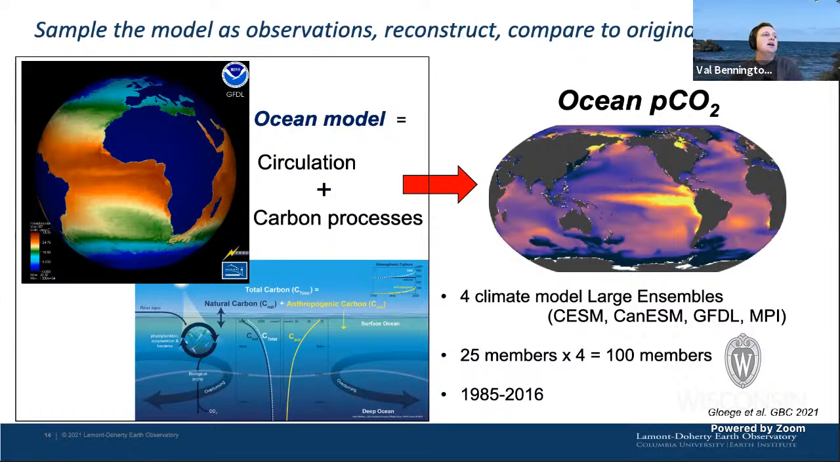So what we're using is actually 4 climate models. We're using large ensembles from CESM, the Canadian model, GFDL, and MPI. Each ensemble has 25 members, so there's a total of basically 100 models, 100 modeled versions of the real world. And it's simulating between 1985 and 2016 in these ensembles, but that doesn't actually correspond to real world 1985 to 2016, as these are Earth system models and are freely varying. So like 1997 does not correspond to 1997 in reality.